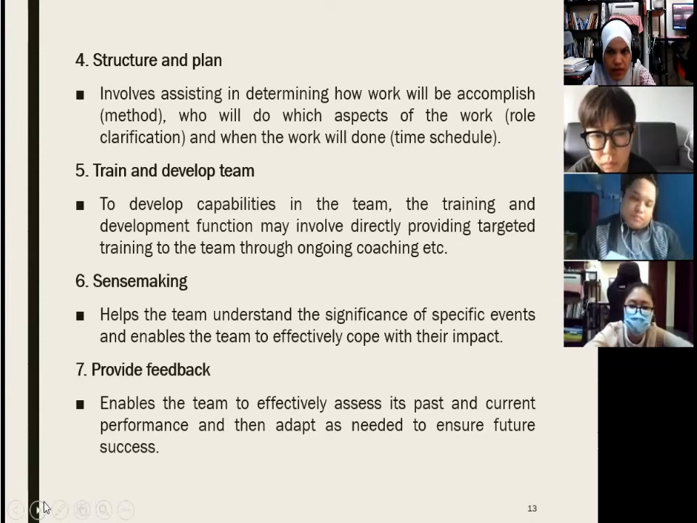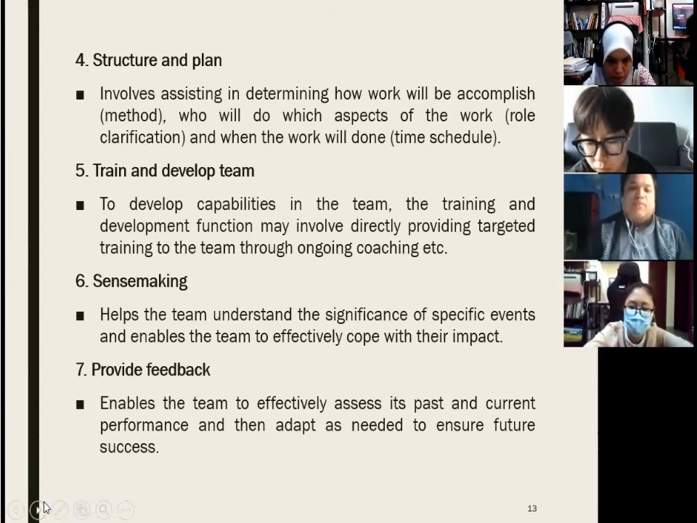And lastly, in the transition phase is providing feedback. By providing feedback, it can enable the team to effectively assess its past and current performance and then adapt as needed to ensure future success. With the feedback, the team can review their performance.